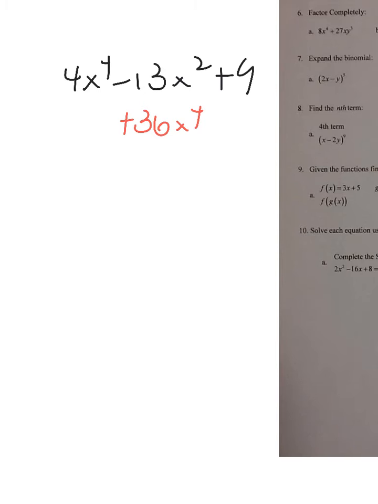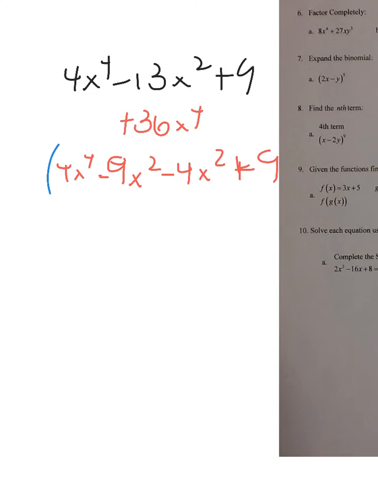Okay, so let's take a look at 6D. So 6D is 4x to the 4th minus 13x squared plus 9. So there's no GCF, so it's a trinomial. I multiply the first times the last. I get positive 36x to the 4th. So what multiplies to 36 and adds to 13? That's 9 and 4. So that's 9x squared and 4x squared. They get the same signs. They're both negative. That's how I get negative 13. Bring down the plus 9. Bring down the 4x to the 4th.